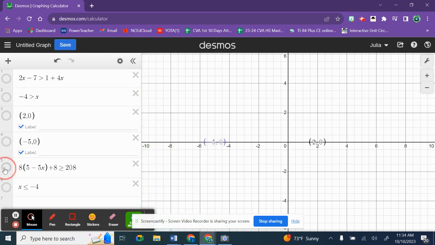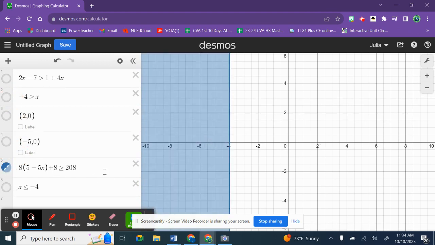Now for your second one, again, same thing. If you type it in, just as is, it's a solid line with a solid circle at -4, and it's just coincidental these are both -4. And it's shaded to the left again. So that's what we had on our papers. That's perfect.